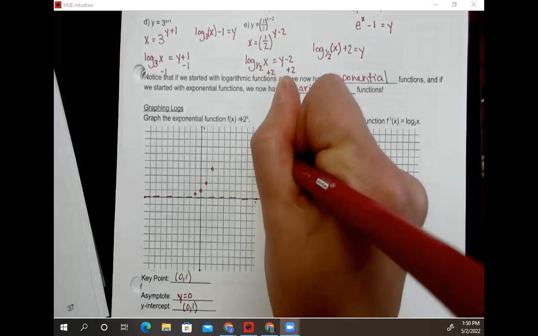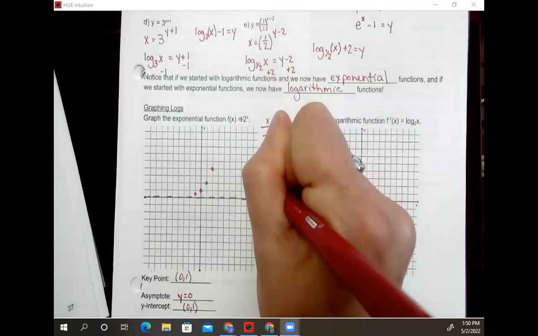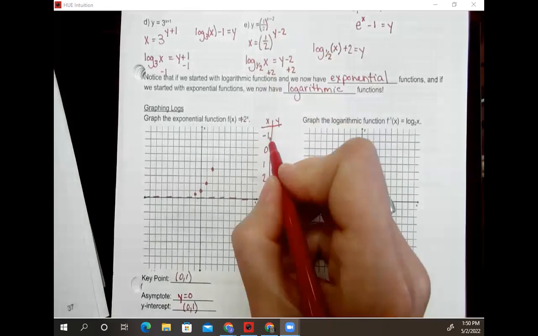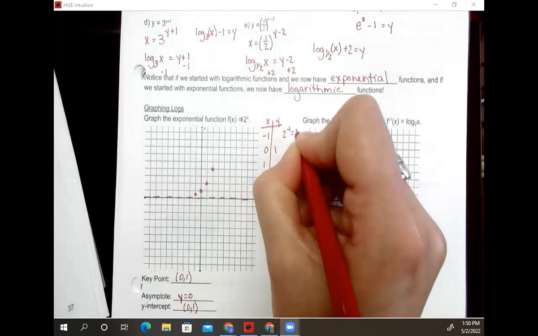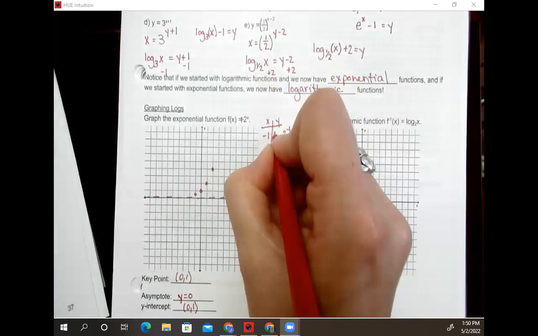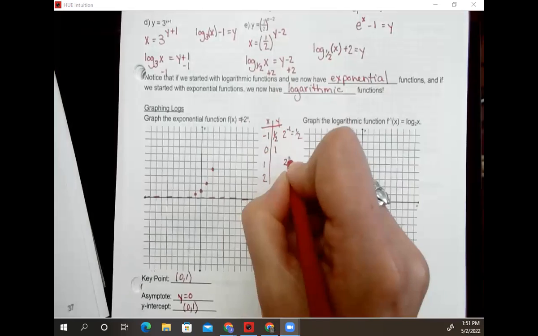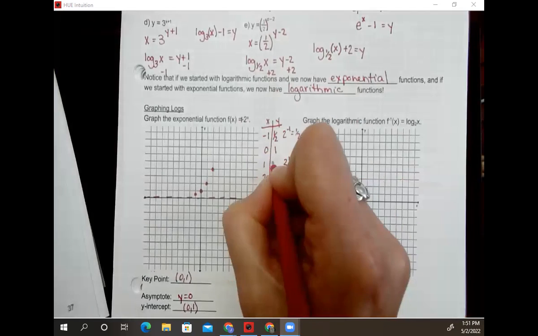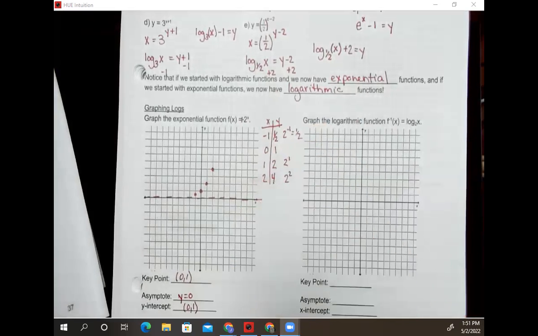So I know I have the point (0, 1). We could also plug in -1 for x, or 1, or 2. So if I plug in -1, this would be 2 to the negative first power. That would flip us to 1 over 2. 2 to the first power would be 2, and then 2 squared would be 4.